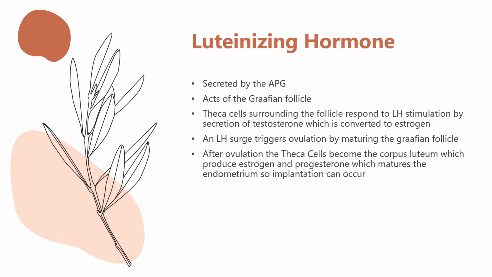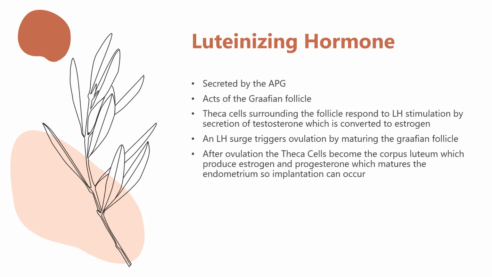Okay, luteinizing hormone, this is the one that is secreted by the anterior pituitary gland when we get very, very high levels of estrogen right before ovulation. So we get a high estrogen surge. That is going to stimulate the hypothalamus to detect that level, which will stimulate the anterior pituitary gland, which will release luteinizing hormone. Luteinizing hormone goes down to the ovary, acts on the Graafian follicle.